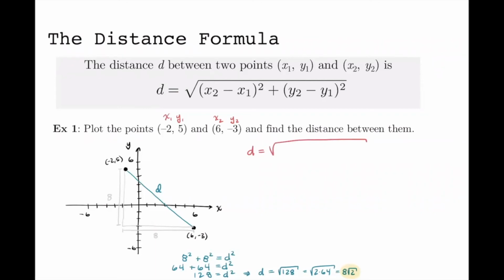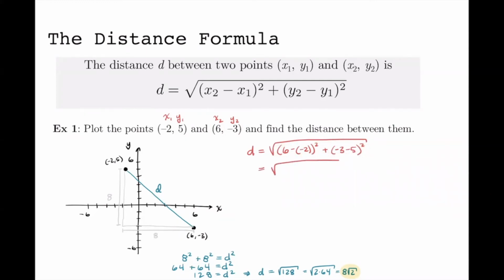with my numbers in there, x2 was 6 and x1 was negative 2. So we'll have 6 minus parentheses negative 2 squared. Then we will add y2 minus y1 squared. y2 is negative 3 and y1 was 5. So we'll have negative 3 minus 5 squared. Now what we want to do is try to simplify what's underneath the radical first. We want to get a number inside of there.